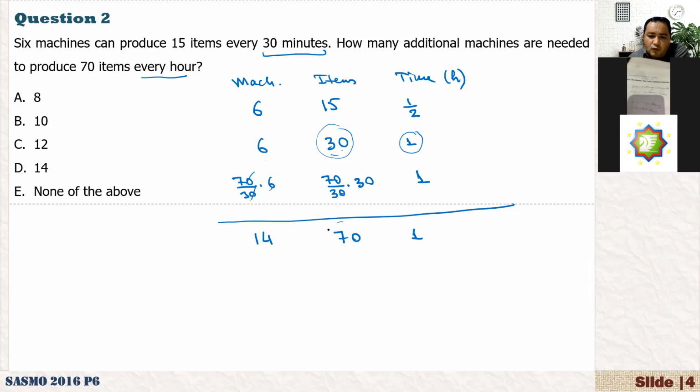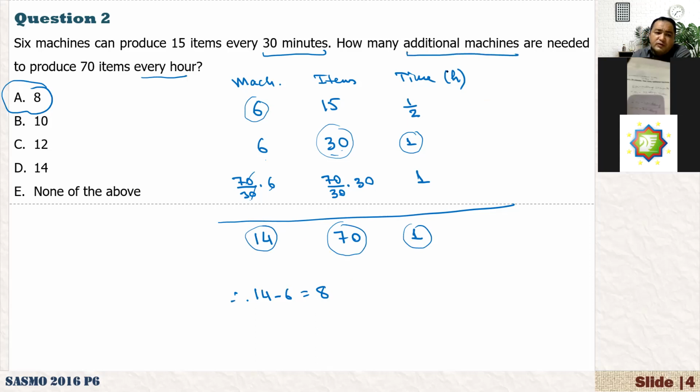That means that if we want to produce 70 items in 1 hour, we need 14 machines. But initially, we had 6 machines, right? So how many more? That is 14 minus 6. We need 8 more machines. So the answer is we need 8 more. And that's why you should understand how many additional machines they are asking. It's not 14. The answer is 8.